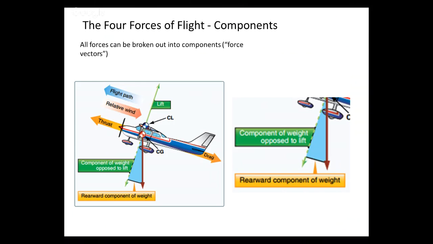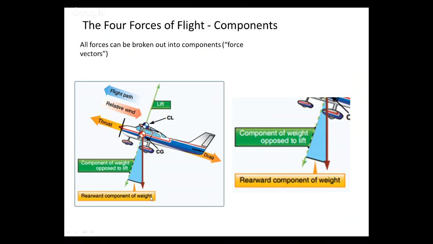And in this scenario where the aircraft is climbing or has a positive angle of attack, down here you've got a force component. It's the rearward component of weight. If you look at this red arrow here, that's the weight of the aircraft acting directly down towards Earth. You can break that force out into two components: a perpendicular component, which is this green dotted arrow right here, and this black arrow right here, which is labeled the rearward component of weight. So each force, if the aircraft is not flying straight and level, can be broken out into these components.